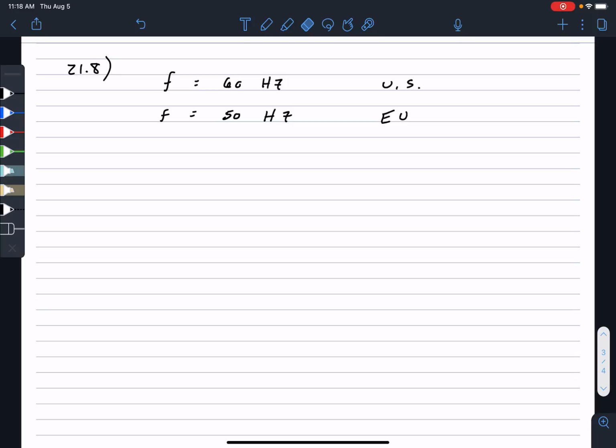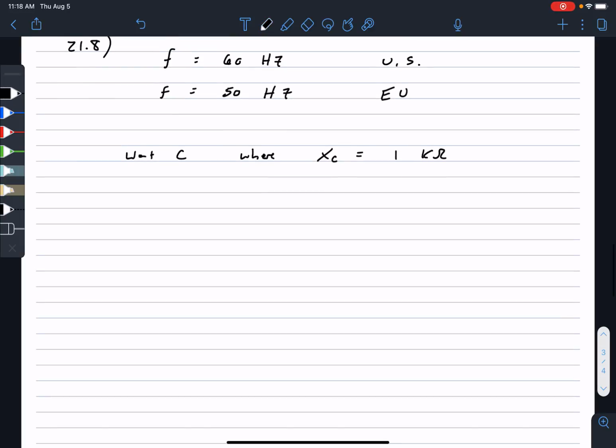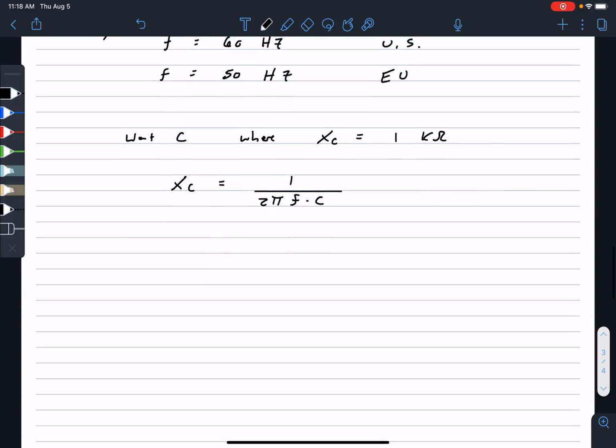So we want to find C, where capacitive reactance is equal to 1 kilo ohm. Okay, and then we're going to do it for both United States and European AC electric frequencies. So capacitive reactance, we have a formula for this: 1 over 2 pi times the frequency times C, I think. Let me just double check that. Is that right? Yep, that's right. So then we solve for C.